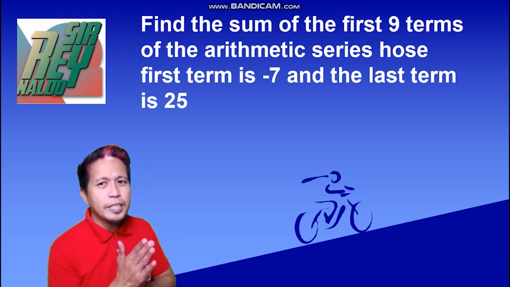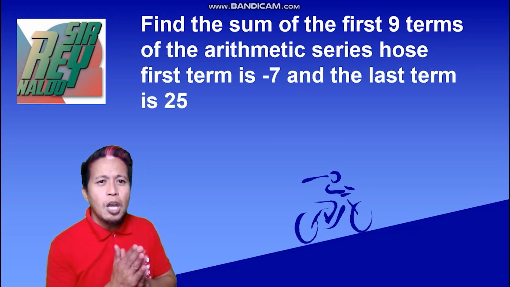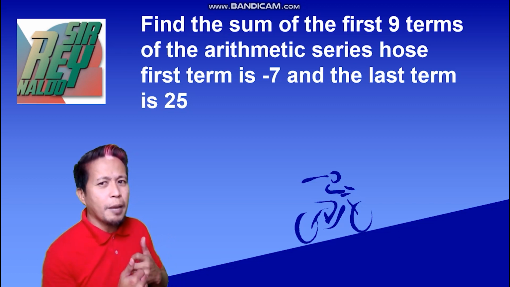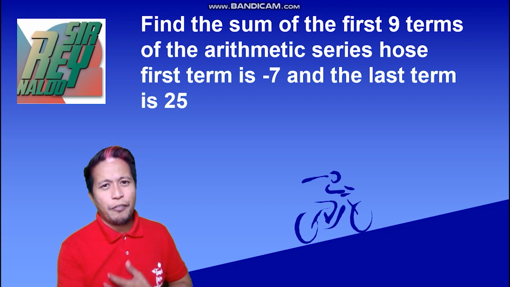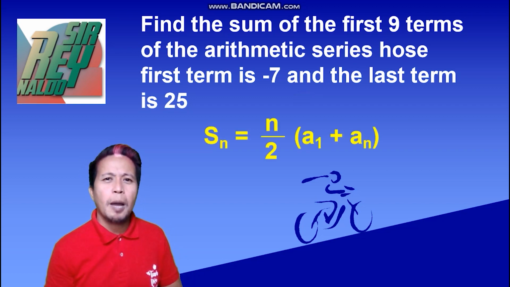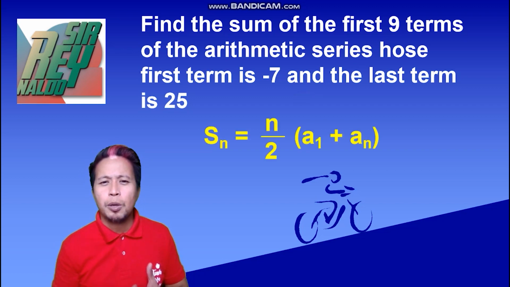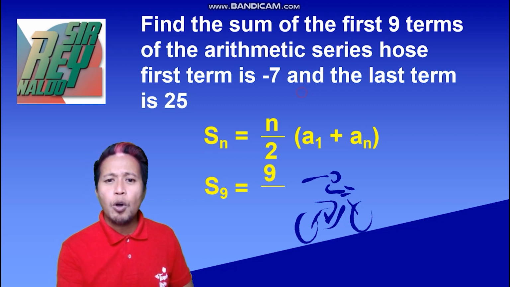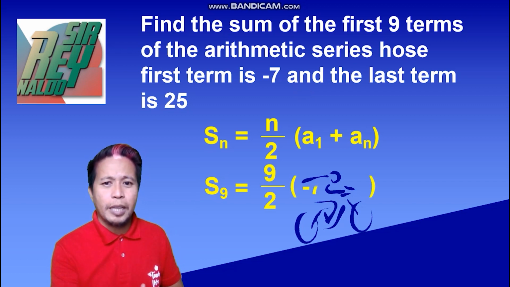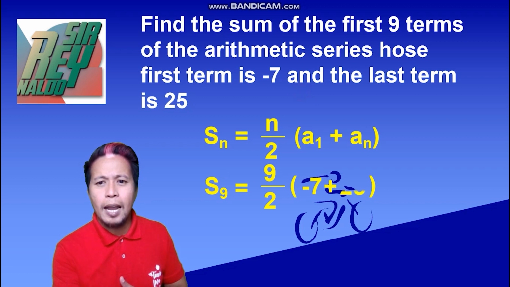Find the sum of the first 9 terms of the arithmetic series whose first term is negative 7 and the last term is positive 25. Okay, again, applying the formula, S sub n is equivalent to n over 2 multiplied by the quantity a sub 1 plus a sub n. We shall have S sub 9 is equal to 9 over 2 multiplied by the quantity negative 7 plus the a sub n, which is 25.